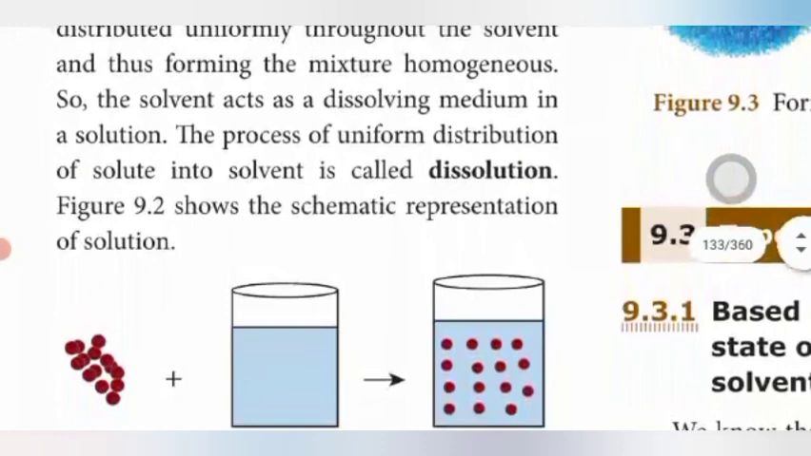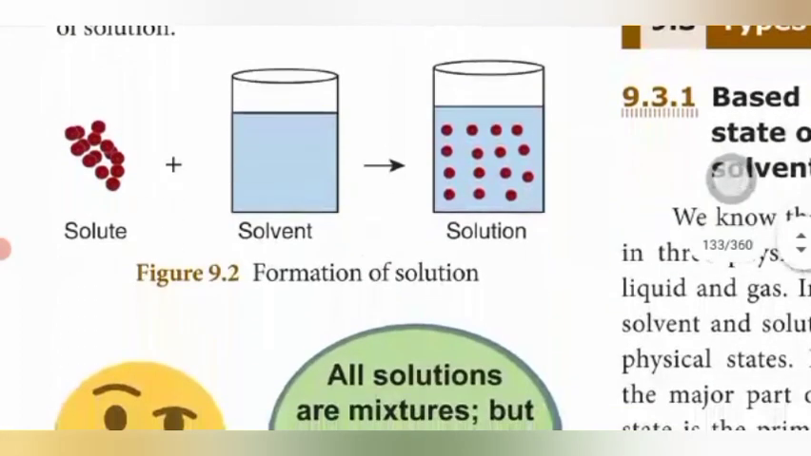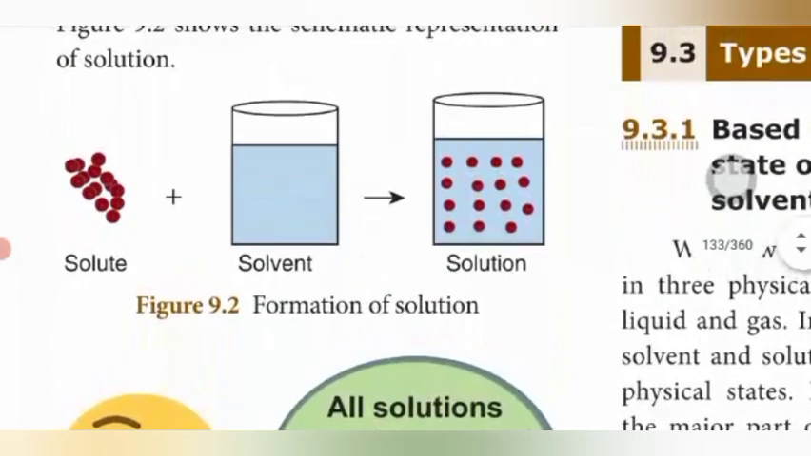What is dissolution? The process of uniform distribution of solute into solvent is called dissolution. See this diagram. Solute particles dissolve in the solvent, so we get a homogeneous mixture, a solution. This is the formation of a solution.